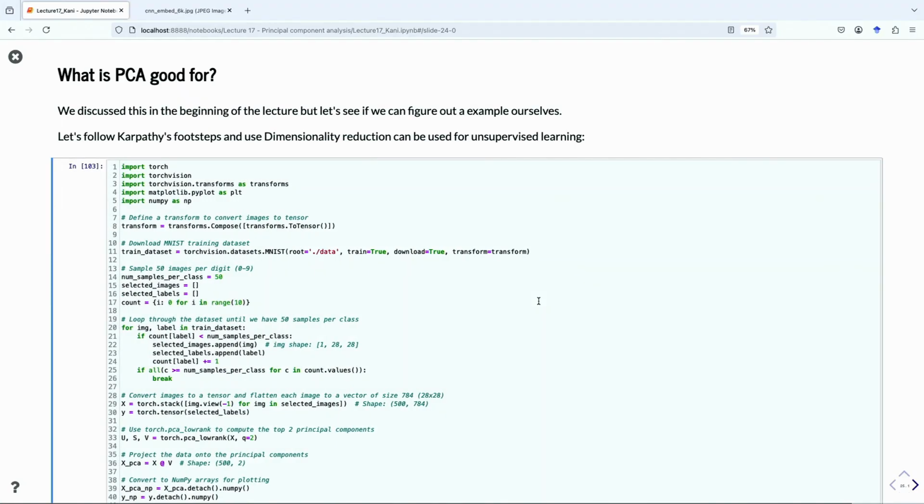So going over what PCA is good for, at the beginning of the lectures, we saw Karpathy's massive image collage. That is beautiful. Basically, just using PCA to find two-dimensional points for every image, reducing the number of dimensions for every image down to 2, and then pasting those images across a 2D plane, and then seeing if the similar images come closer together. We could do the same thing.